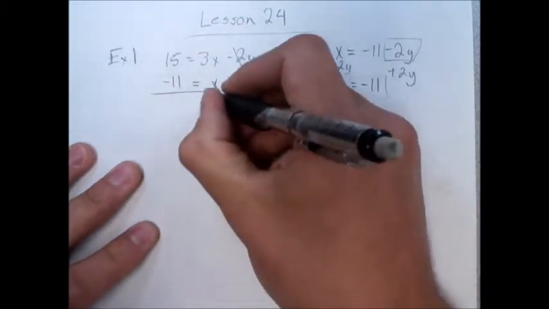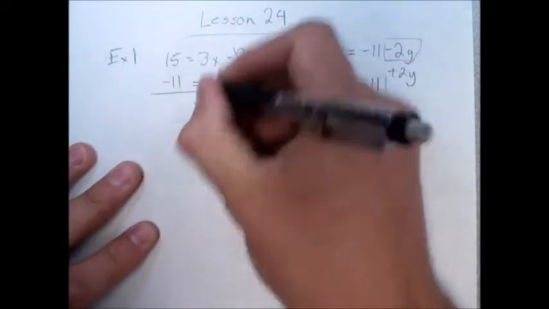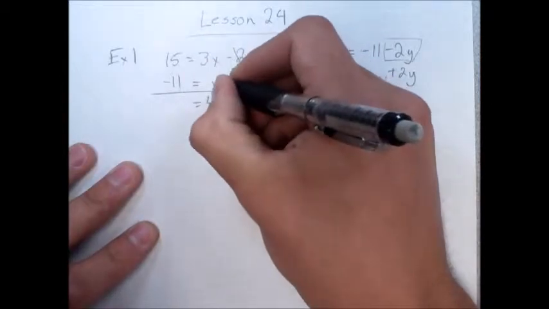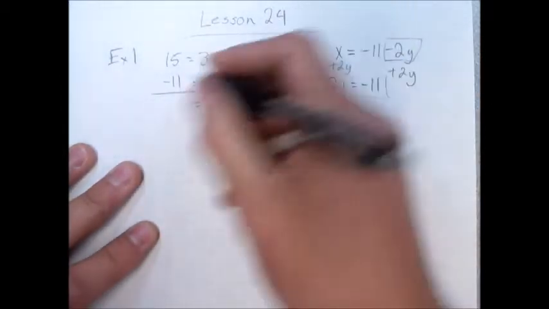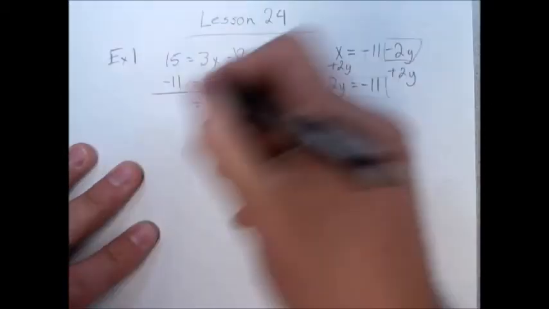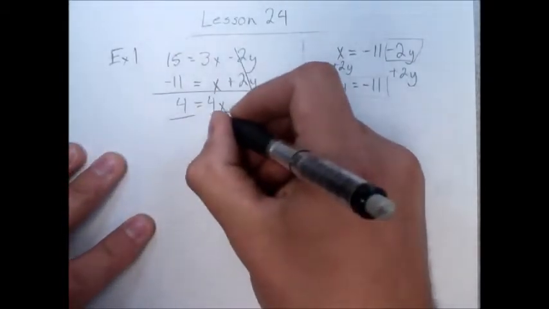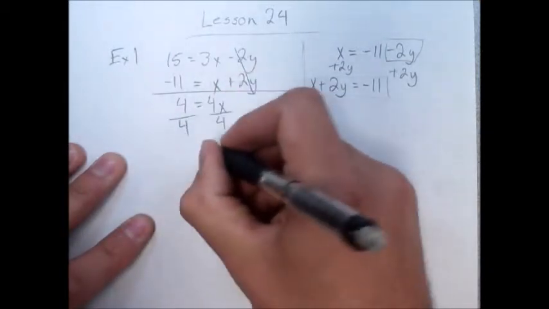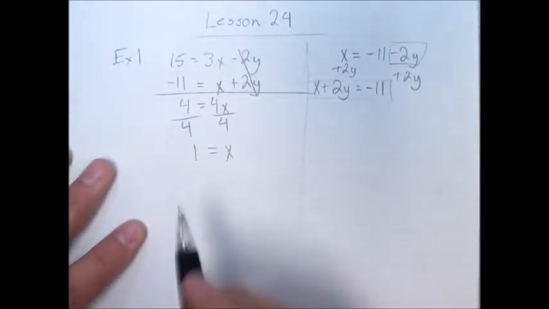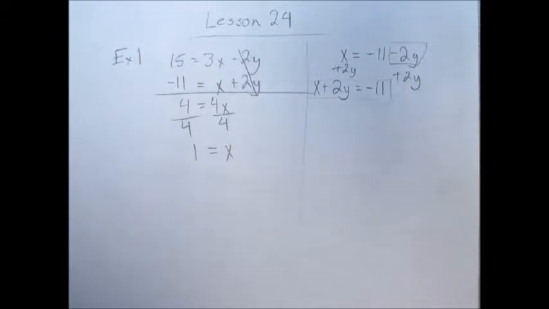So this makes my life easier because when I add straight down, 3x and x make 4x. 15 plus a negative 11 makes 4. I end up with an answer for one of my variables. So divide by 4, divide by 4. X then equals 1. Okay, any questions on that part?